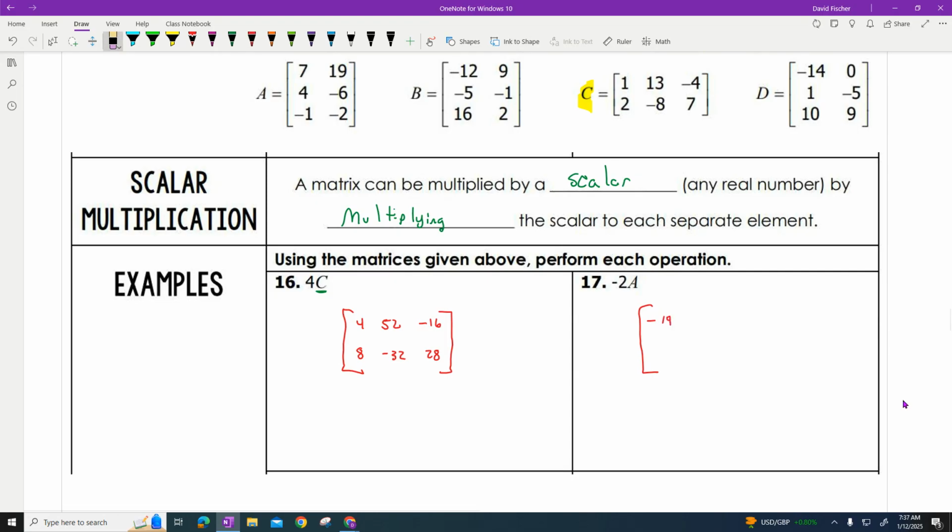Oh my goodness, I hate these 4s. You'd think by now I would know to make it a bigger 4 so it doesn't close it. Let's see, where am I at? Negative 2 times 19 is 38. I know a negative times a positive is a negative. Negative 2 times 4. Negative 2 times negative 6. Negative times negative is a positive. 2 times 6 is 12. And negative 1 times 2. And negative 2 times negative 2 is a positive 4.